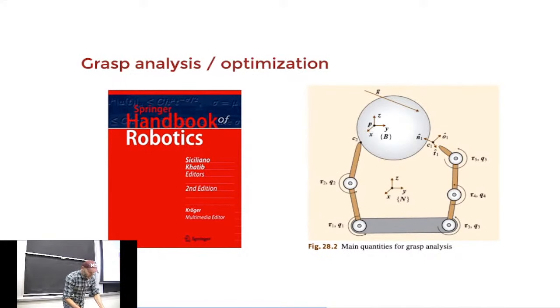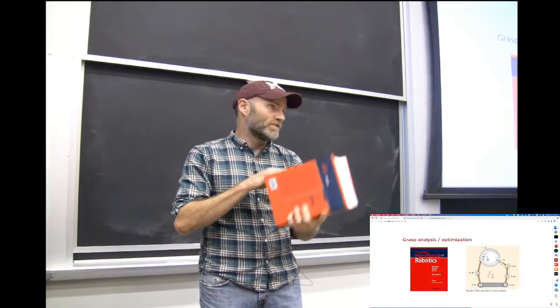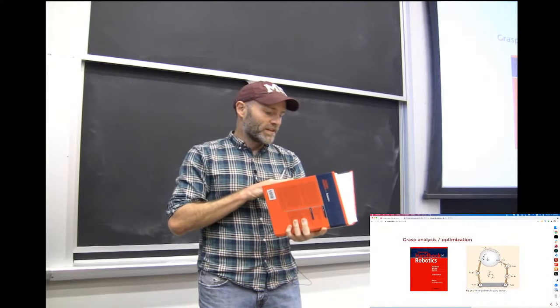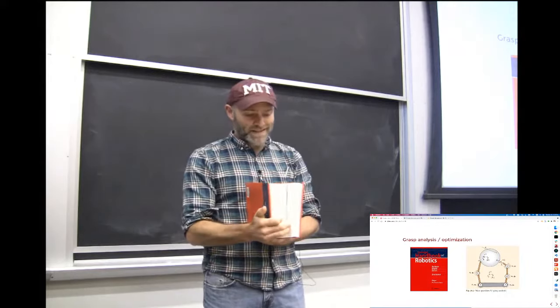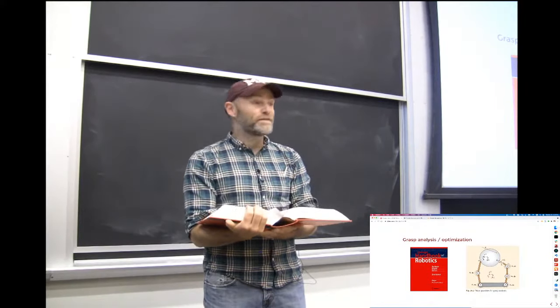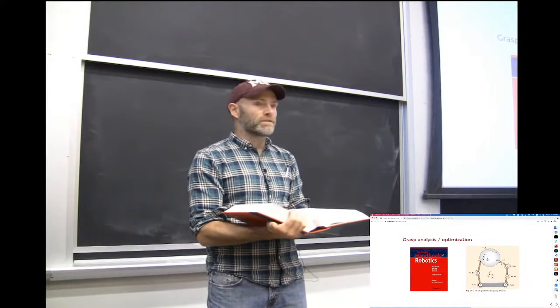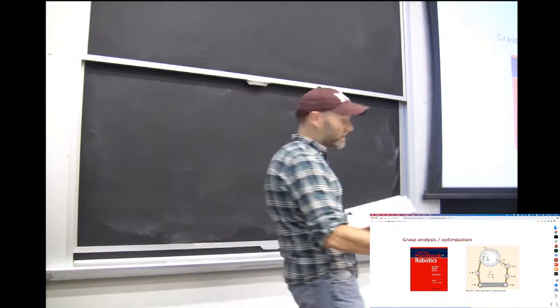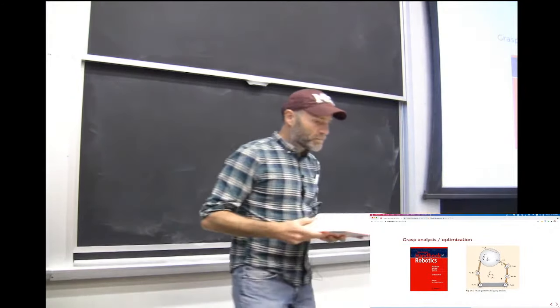Okay, this is the Springer Handbook of Robotics, right? It's pretty big, second edition. It's awesome. It's a really good resource, and it's all online, so you don't have to carry around the big book. It's a really, really good resource. Okay, so on page 955, there's an amazingly good chapter on grasping, okay? And it has pictures like this, what I'm showing on the screen here. That's figure two, I guess, from that chapter.